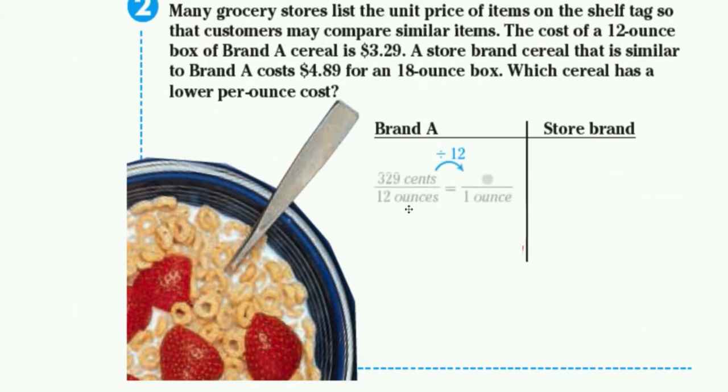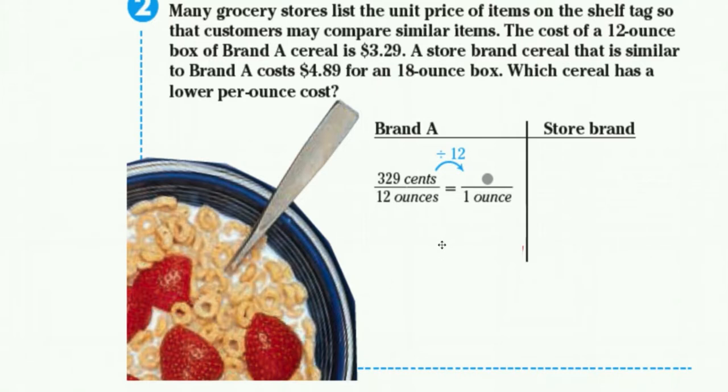It's 329 cents per 12 ounces. To be able to make it into a unit rate, we need to make our denominator equal to 1. So that's why we divide 12 by 12. By dividing 12 by 12, we end up with 1 ounce. And if we divide the denominator by 12, naturally we need to divide the numerator by 12.